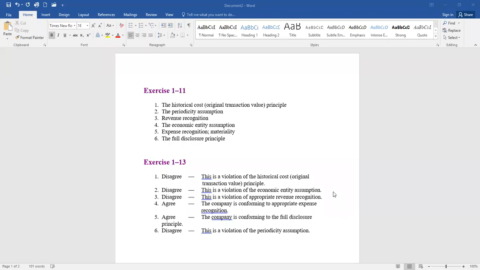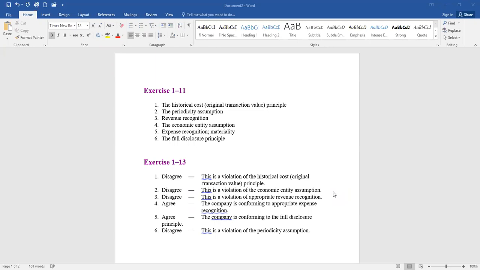Hi everyone. In Chapter 1, we have two exercises that we are going to review together. It's a very theory type of chapter, so there's not problems. It's just applying some of that conceptual framework that you already have learned a little bit about back in your prior accounting experiences, but we dive into it a little deeper.